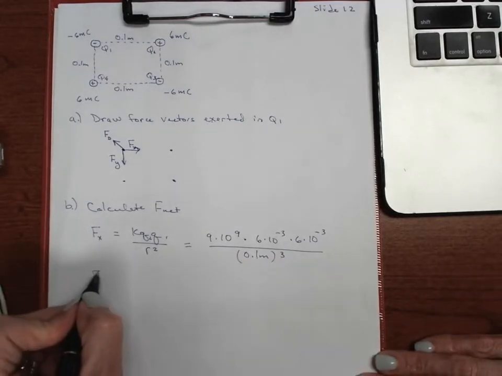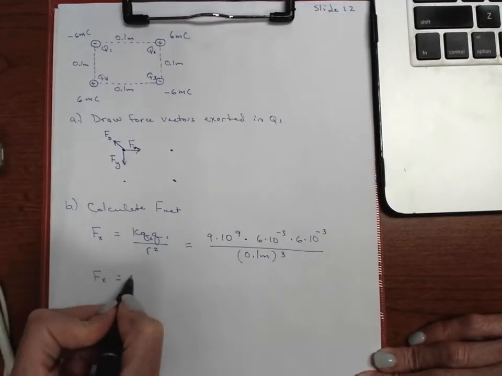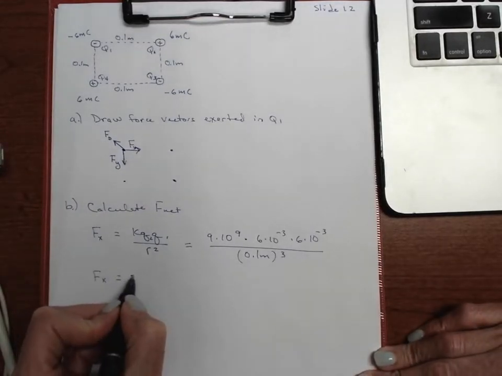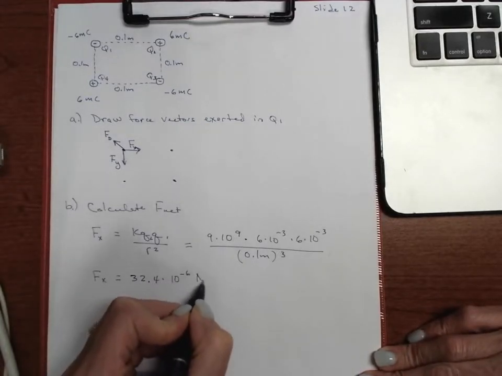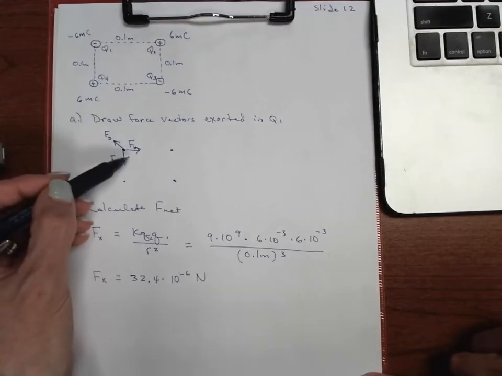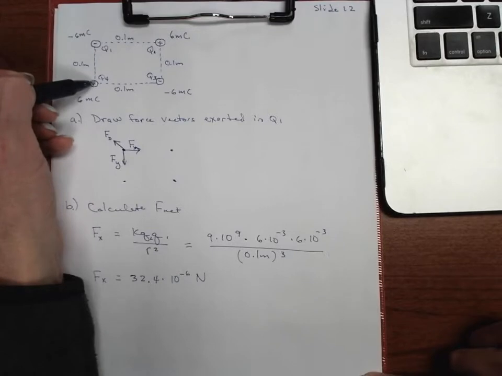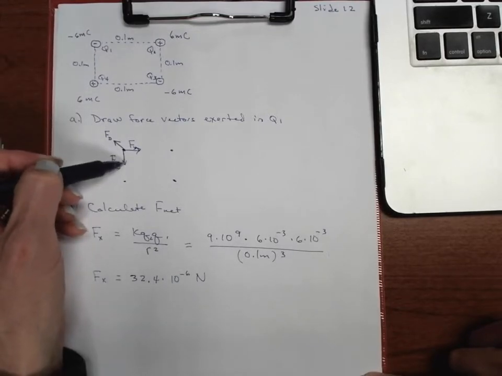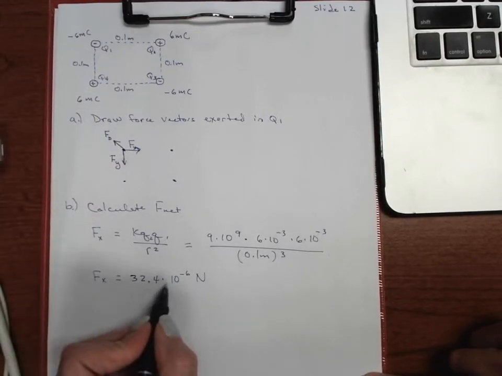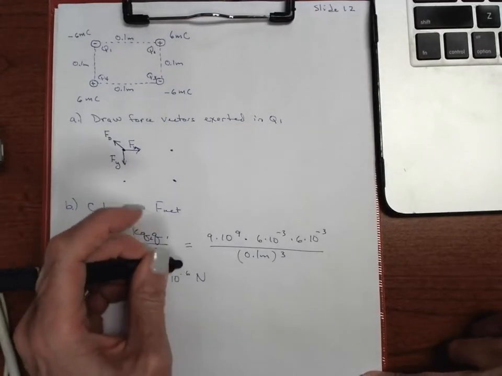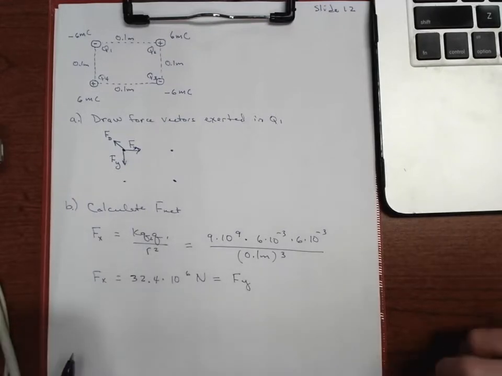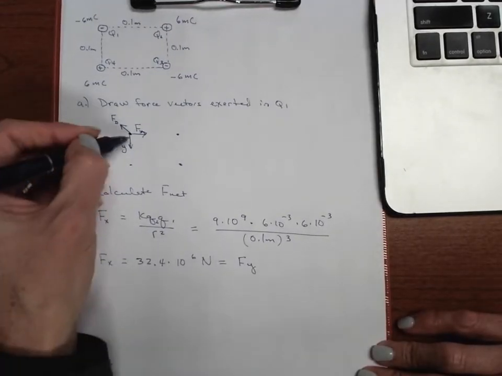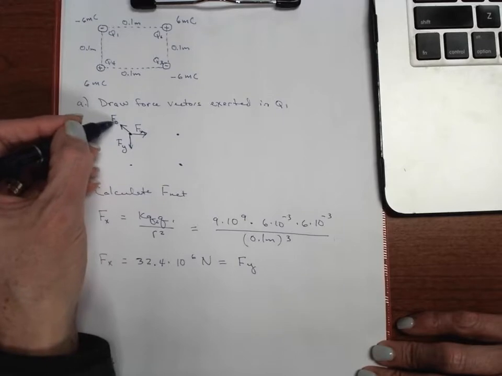And I find that Fx is equal to 32.4 times 10 to the 6th newtons. Because the force here depends on Q1 and Q2, this force is going to be the same. So I know that Fx is equal to 32.4 times 10 to the 6th. Actually, this is to the 6th, not to the minus 6. I know this is also going to equal my Fy. So there I have this force and this force, and now I just need to calculate this force.